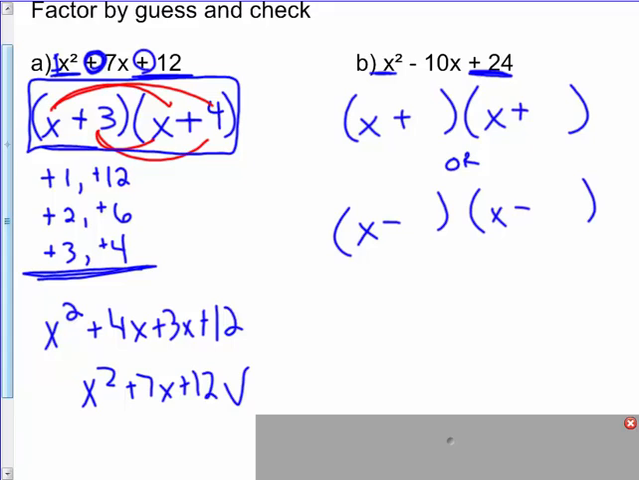That's the only way I can get a positive number, because we're going to multiply. Which one is it? Look at your middle term. Your middle term is a negative 10x. Can I add two positives and get a negative 10? No. So I know that it has to be two negatives. So it's going to be x minus something, x minus something.